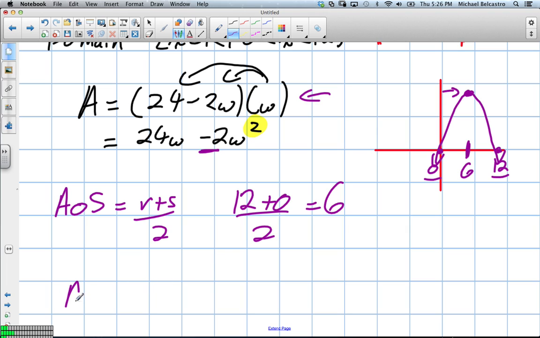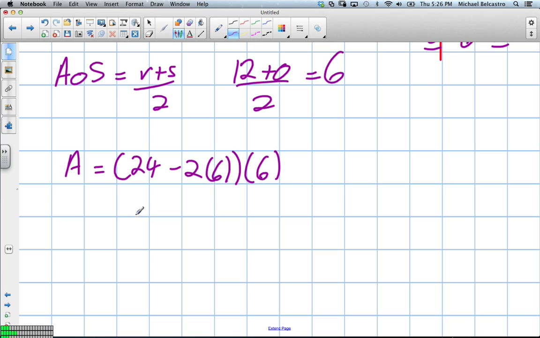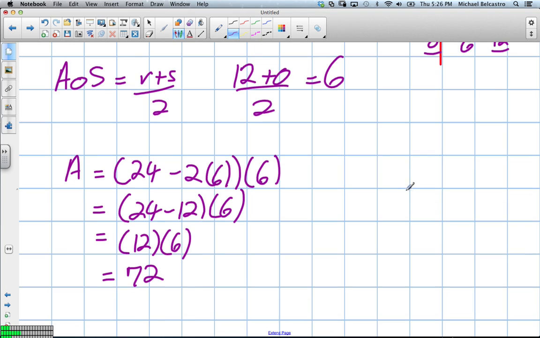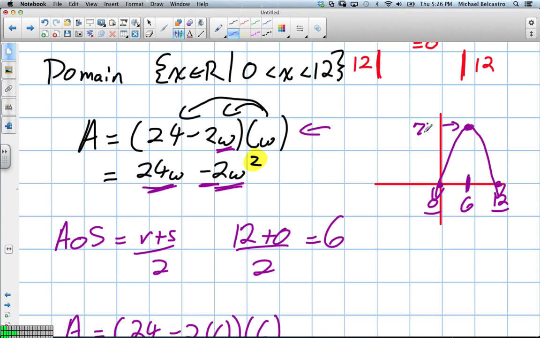Great. So the area is equal to 24 minus 2, we replace w with 6, times 6. Or I could have used this equation here; either of them is fine. This is going to find our max area. 6 times 2 is 12. So we have 24 minus 12, which gives us 12. And then we have 12 times 6, which is 72. So your max y value is 72.